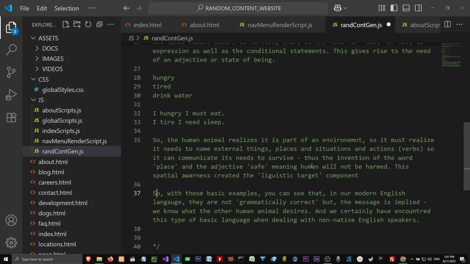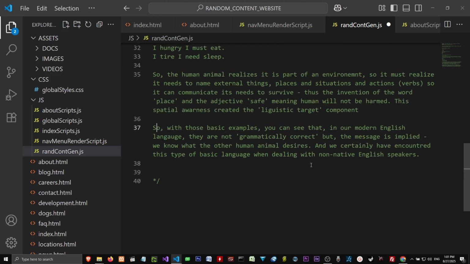So with those basic examples up here, you can see that in our modern English language, they are not grammatically correct, but the message is implied. We know what we know because we're human. We know what the other human desires. And we have certainly encountered this type of basic language when dealing with non-native speakers of English.